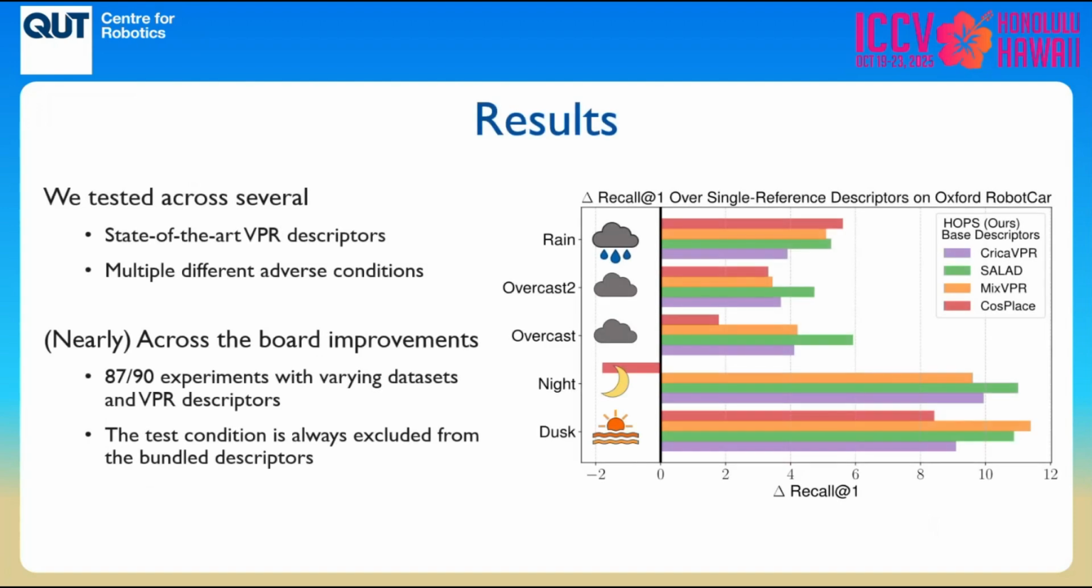Here are some of the results that we were able to achieve during this work. As you can see, we tested across several different state-of-the-art VPR descriptors and multiple different adverse conditions and saw improvements across all of them. We saw improved results in 87 out of 90 experiments, with varying datasets and VPR descriptors. It's important to note that in these results, the test condition is always excluded from the bundled descriptor. So for example, when testing on the rain dataset as a query, this dataset is removed from the bundled reference so that the reference descriptor has never seen a rain dataset before.